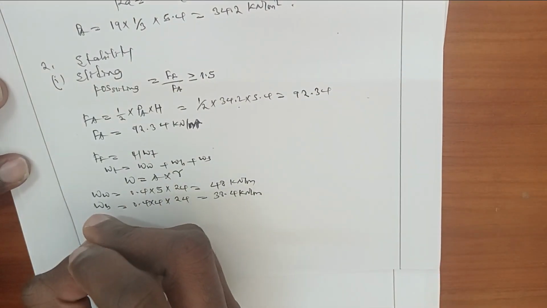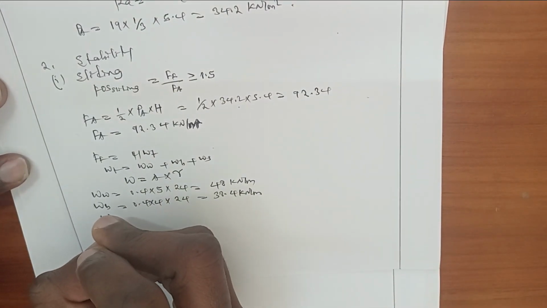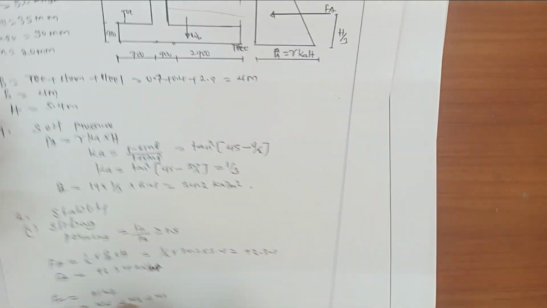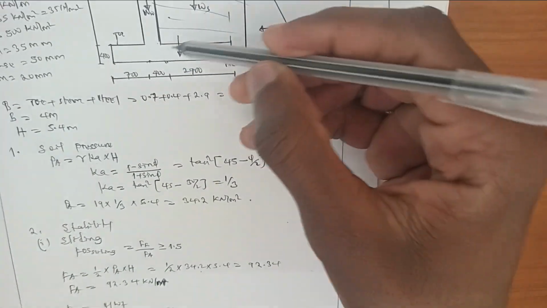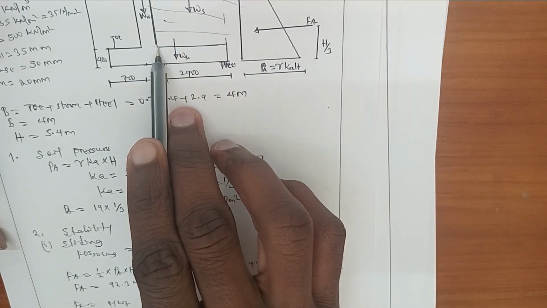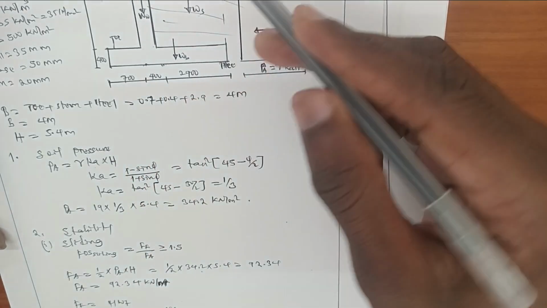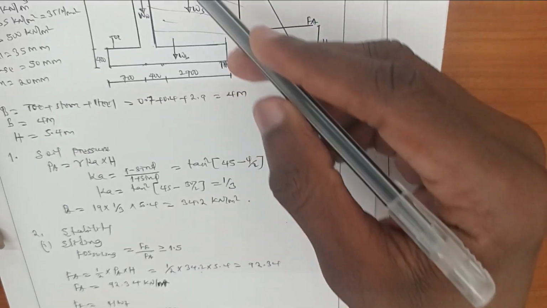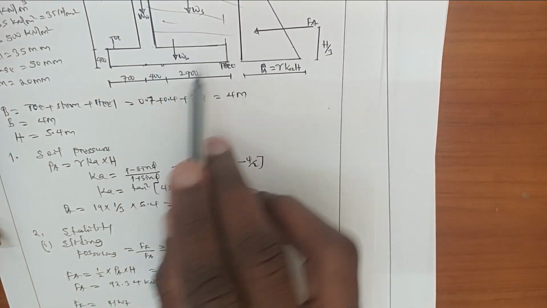The next step is to determine the weight of soil on the heel slab. All of this is the soil acting on the heel slab.